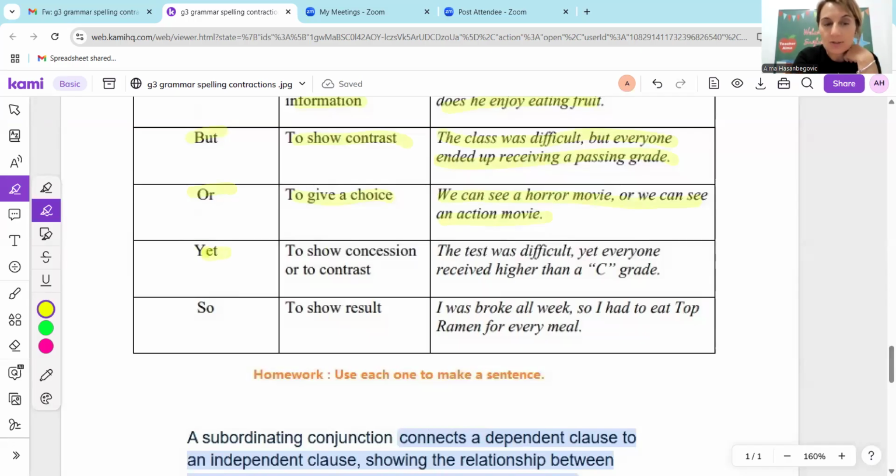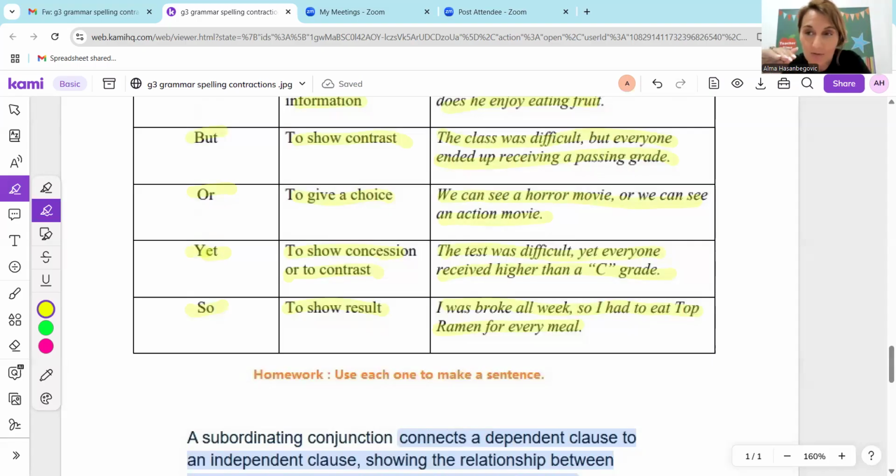Yet is used to show concession or to contrast something. The test was difficult, yet everyone received higher than a C grade. Yet, right? The test was difficult, but yet we still did a good job, right? So is used to show result. I was broke all week, so I had to eat top ramen for every meal.